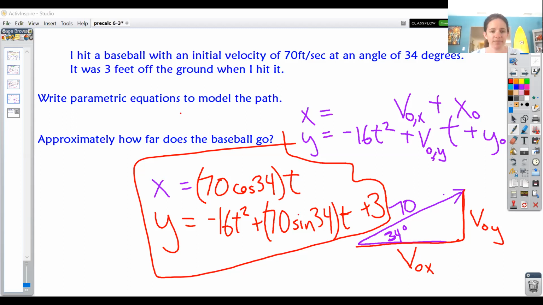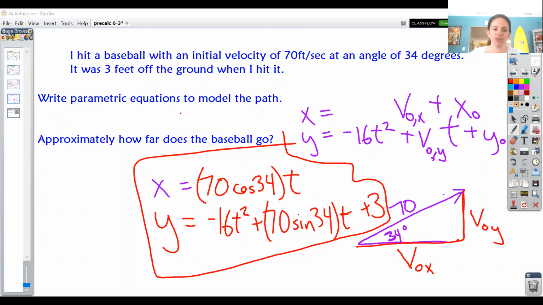So now the x value would be 70 times the cosine of 34 degrees. Make sure to end your parenthesis, and then times t. The y value would be the negative 16t squared plus 70 times the sine of 34 degrees. It's hard on a computer, give me a break. Times t, right? That's the linear coefficient. And then a plus 3, which is the initial y value.